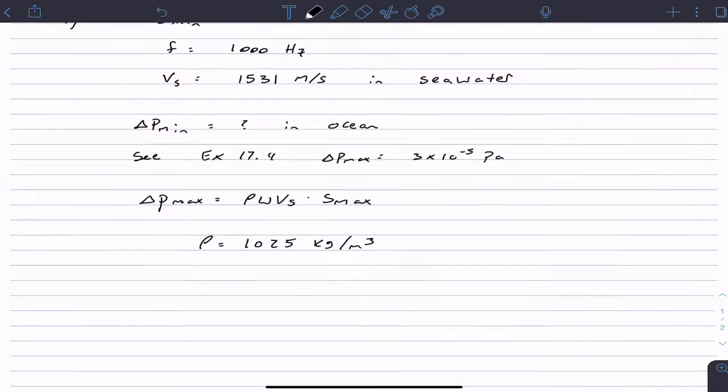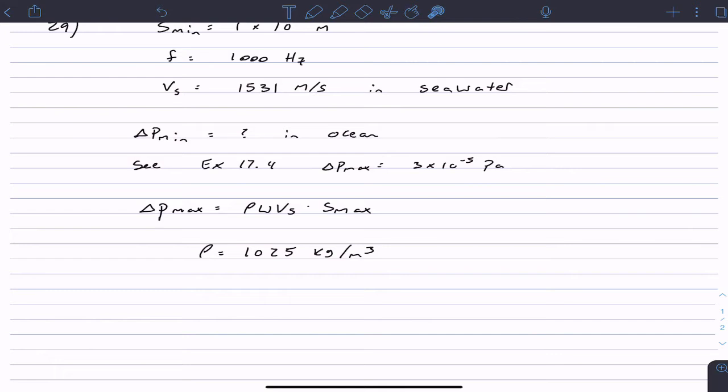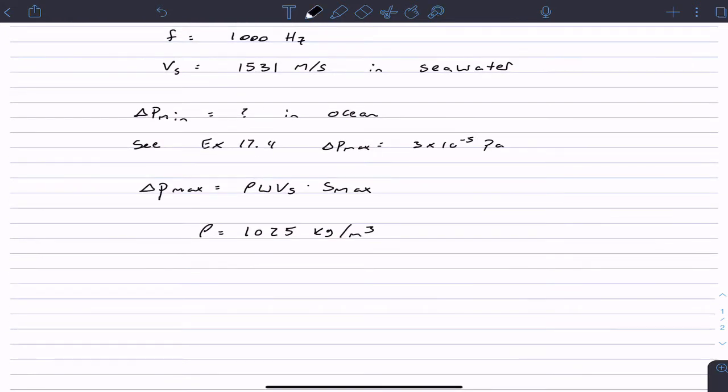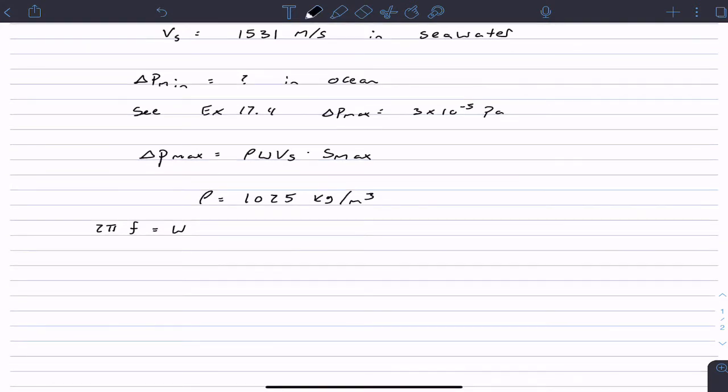Okay, so now we're given a frequency, and we have a relationship between angular frequency and frequency. What is that relationship? It's going to be 2 pi f is equal to omega. So then we just multiply this value by 2 pi, and we get what we're looking for. So then omega is equal to 2 pi times 1,000. And then S min, we were told, is 1 times 10 to the negative 11 meters.